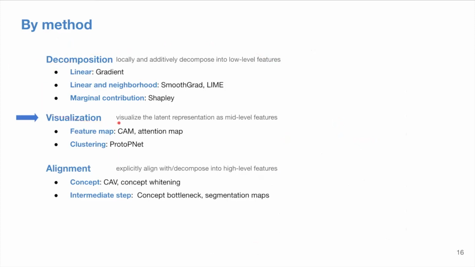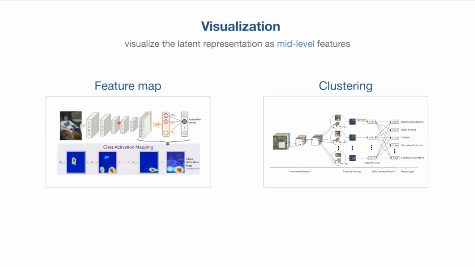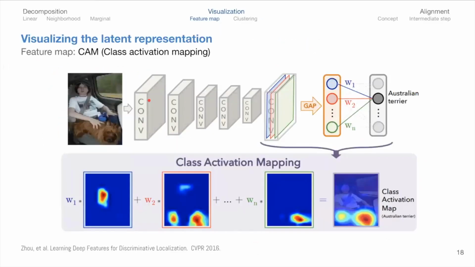Next we move to the visualization categories that try to visualize the latent representation as middle-level features. We first look at how we can visualize the feature map. The feature map is just the internal layers in a CNN, which has a 3D shape. To summarize the information, we can regard each 2D slice as a spatial correspondence to the input image. So we aggregate those different feature maps together using their relative weights from the decision process. This is a class activation map that highlights the important regions for the model prediction.